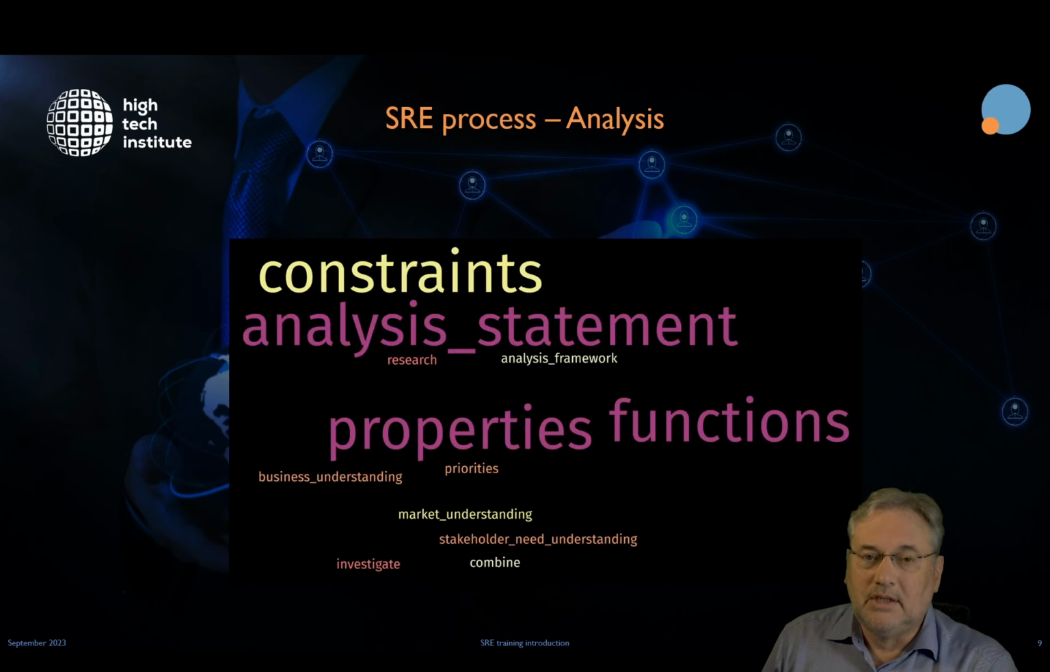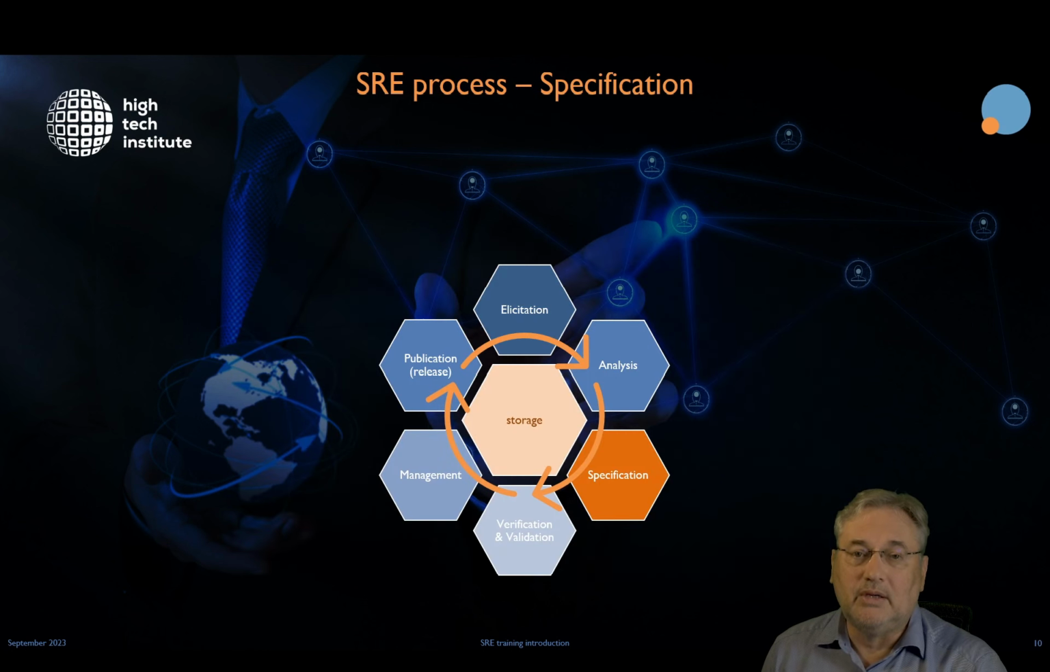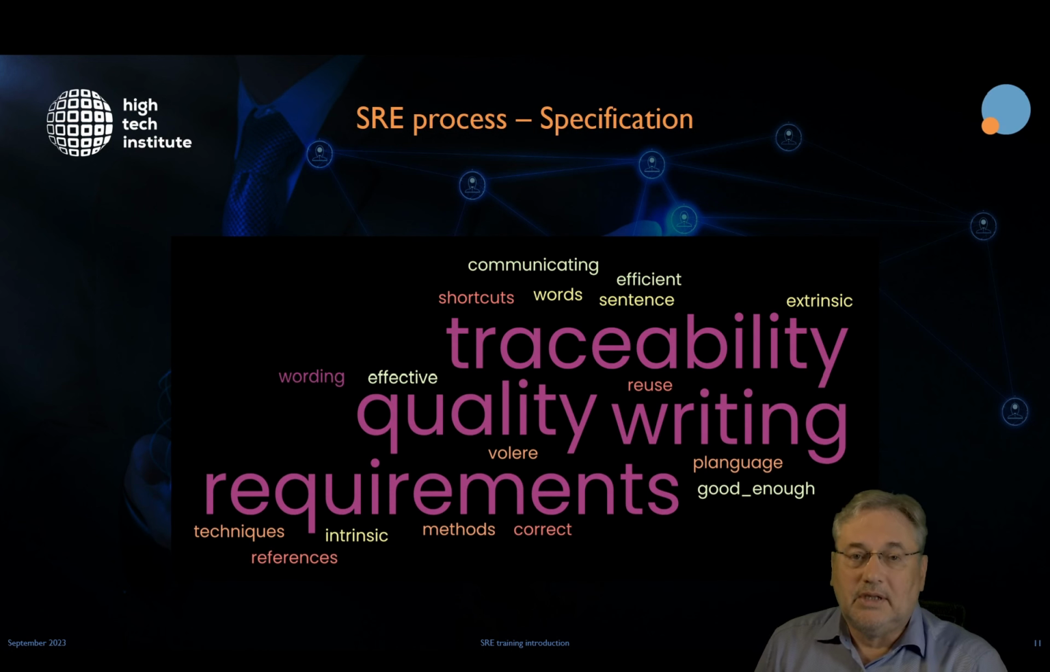During the analysis, we will have a look at the functions, the properties and the constraints of the product. We will try to bring together all the information we have from the stakeholders, from the business itself, from research, from everything around it. We'll have some conclusions about that analysis. We call them analysis statements, and those statements are input for what we call the next process step, and that's the requirements writing. In that specification step, we will focus on the quality of requirements, of course.